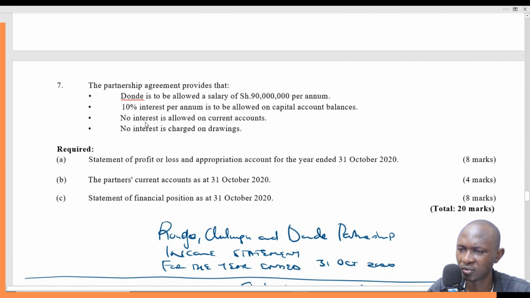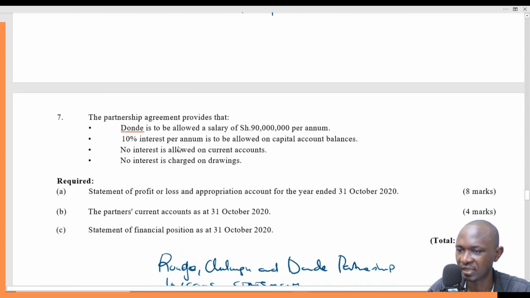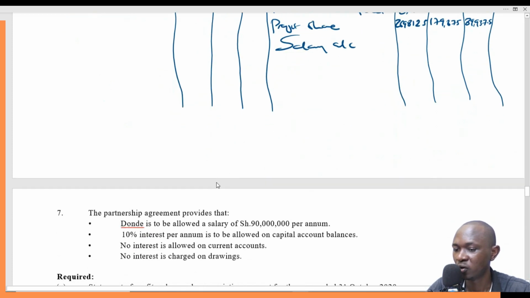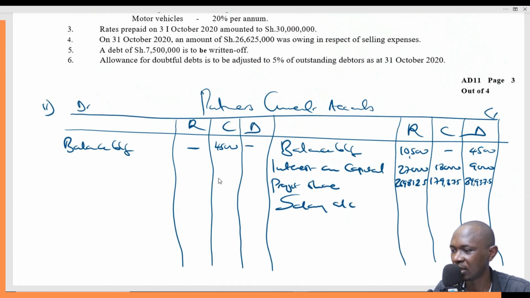No interest, 10%. We've captured that. Salary. There's a salary of 90,000. Salary affects the partner's current accounts. And this salary was for who? For Donde. So Donde, 90,000. Remember the restricted zeros. 90,000.